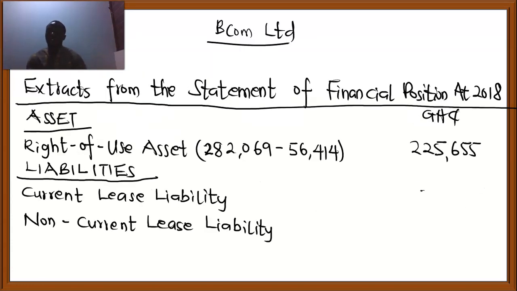So we have 73,801 as the current, and then 188,187 as the non-current lease liability.